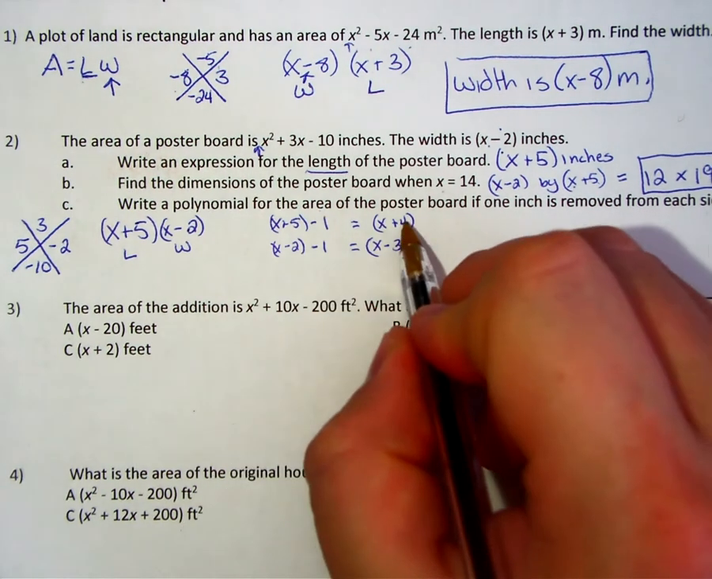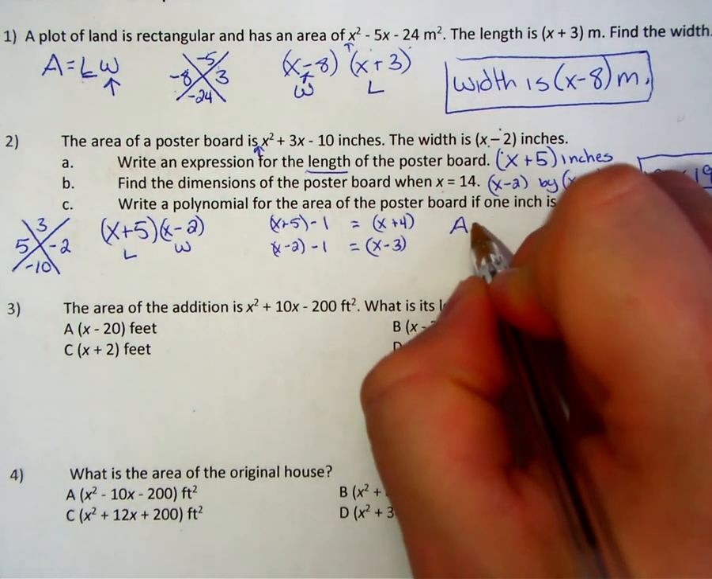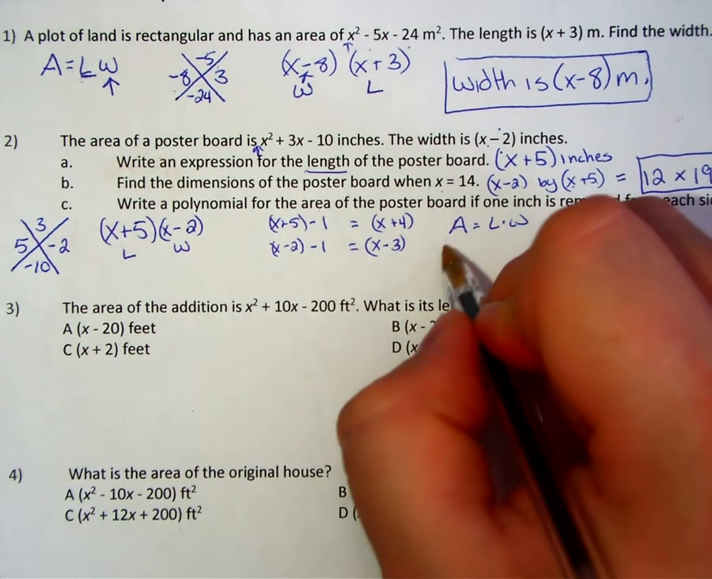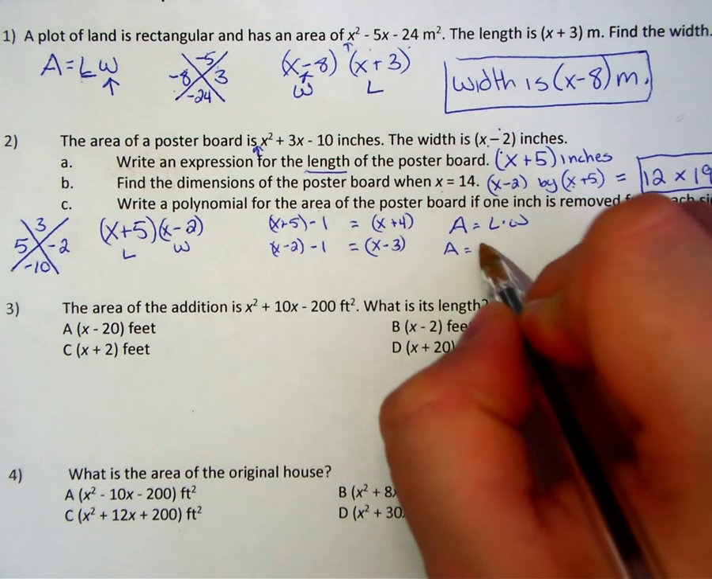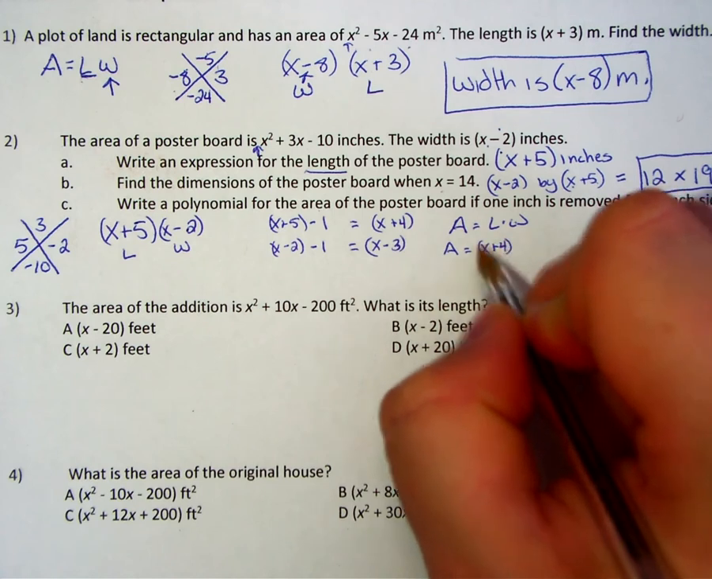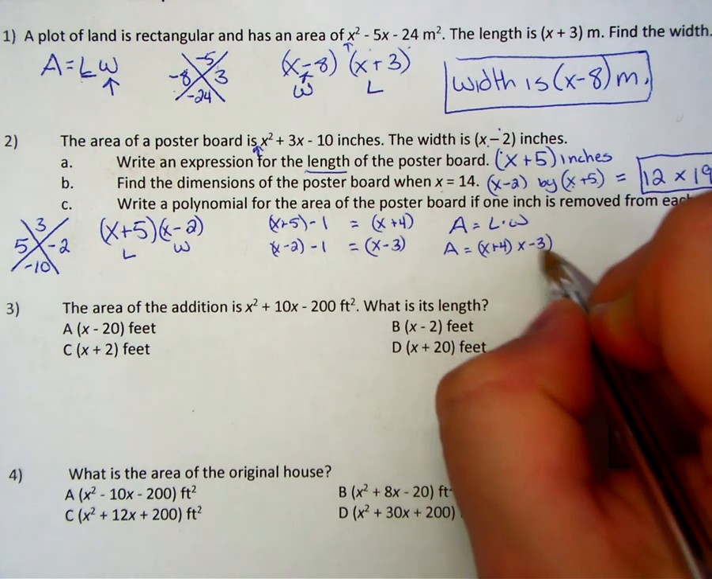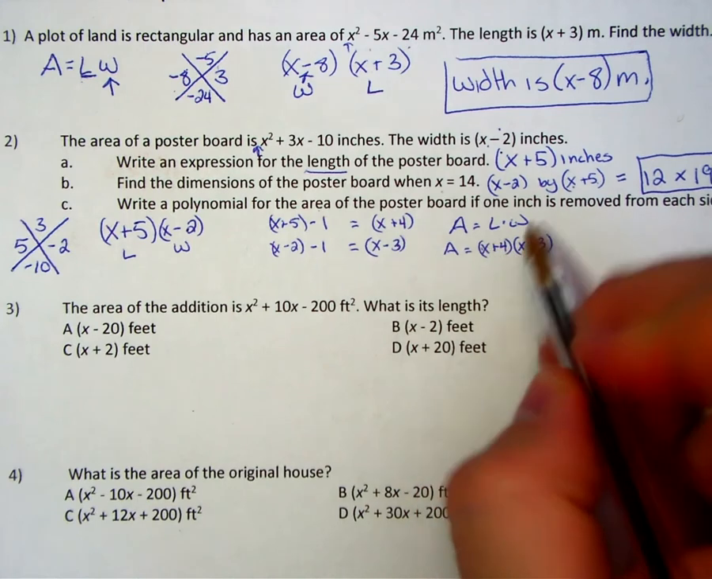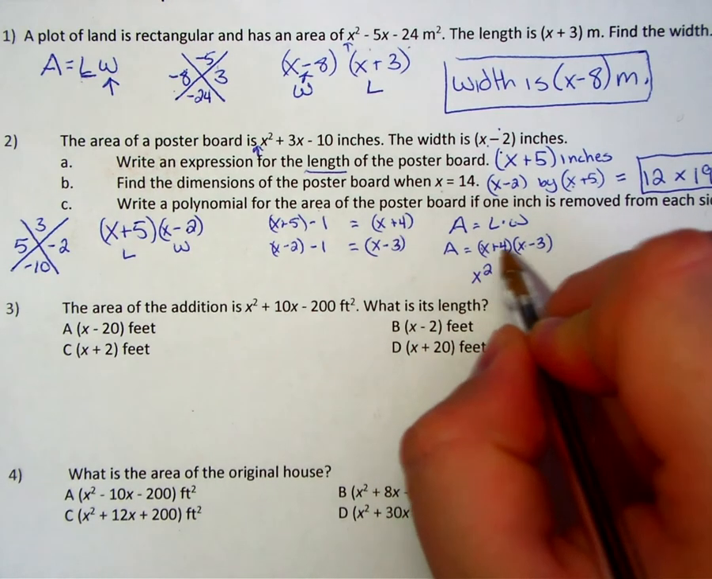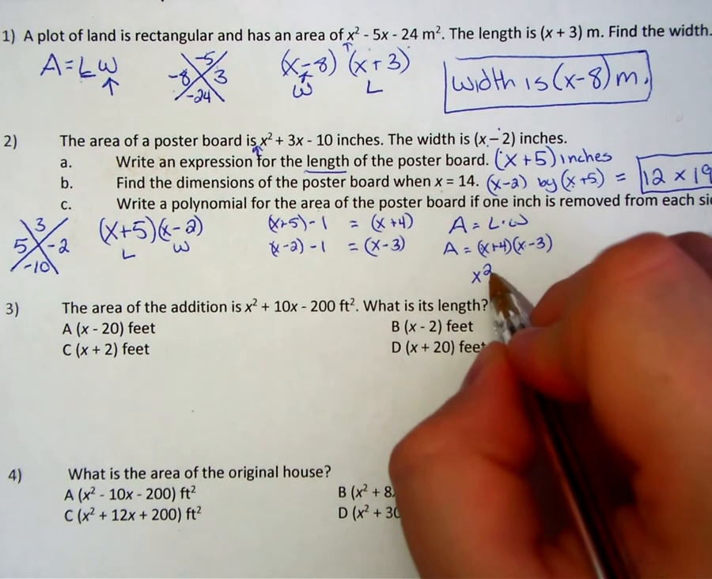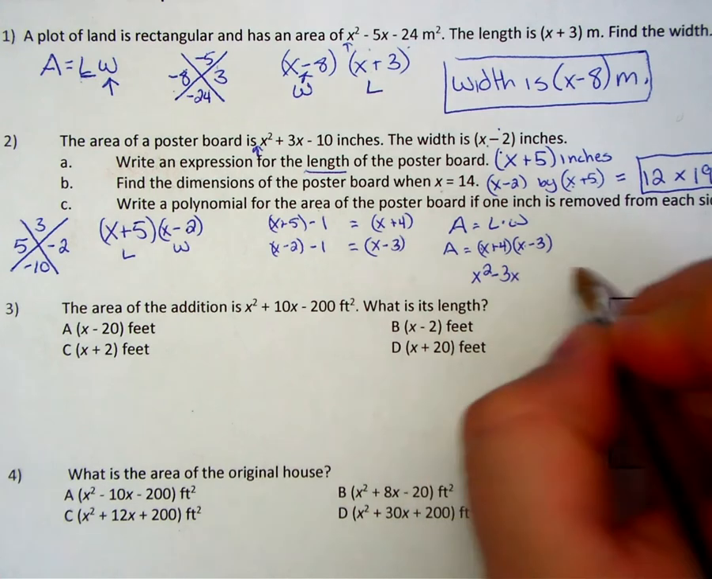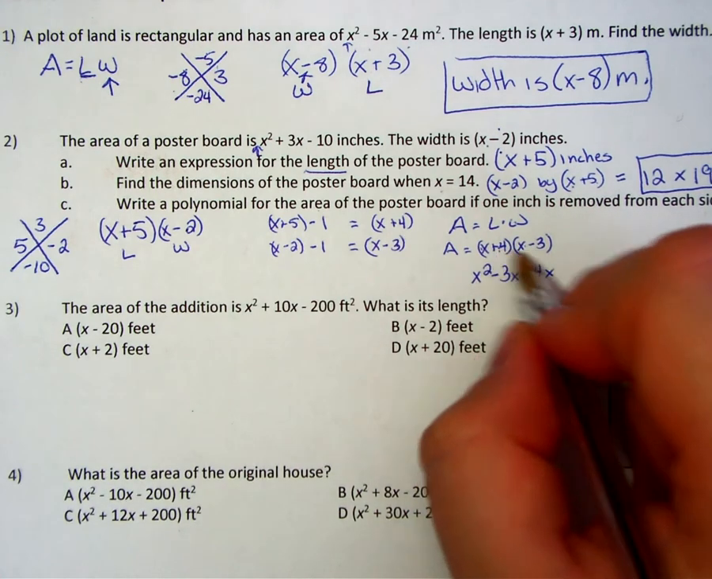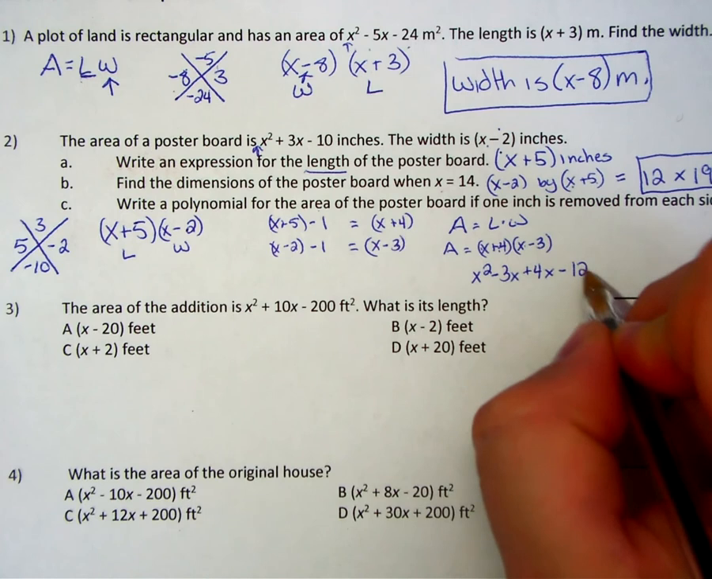So we need to take these two values, because area is equal to length times width, and multiply them together. So area is equal to x plus 4 times x minus 3, and we need to FOIL. X times x is x squared. X times negative 3 is minus 3x. 4 times x is plus 4x. 4 times negative 3 is minus 12.